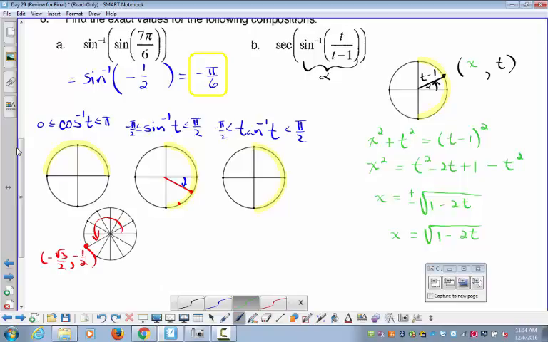Now we're really close to being done. So secant of alpha, we've got a picture of alpha. We just need to know how to form the secant ratio. Secant is the radius, t minus 1, divided by x. Secant is r over x. Cosine is x over r. Secant is r over x. So there's r, and then x we already found. Oh, that's square root of 1 minus 2t. So that would be our final answer.